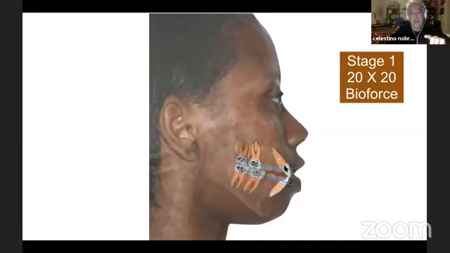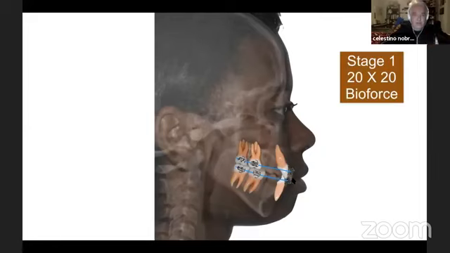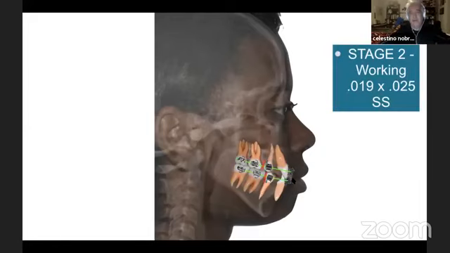And now that I place the 20 by 20 by force, I leave the 20 by 20 by force working for 4-5 months. It's not going to happen the next day, but in 4 to 5 months, I'm going to have something like this. So once I have torque expression here, I have this situation. So after 20 by 20 by force, all I have to do is burn anchorage. All I have to do from now on is bring the molars mesially like this.